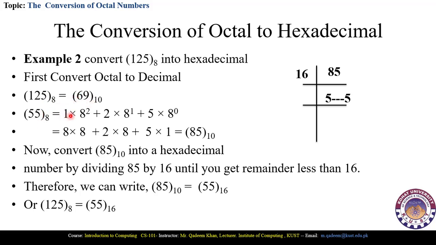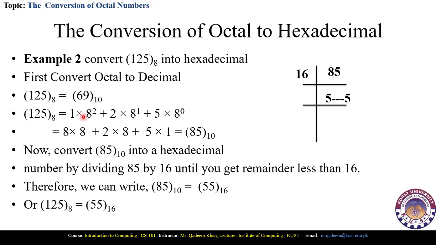So 1 multiplied by 8 to the power 2. This is the first bit, 1 multiplied by 8 to the power 2, because there are 3 bits overall up to this position, so 3 minus 1 is equal to 2. When we convert the 2 to decimal, we will take 2 multiplied by 8 to the power 1. Similarly, 5 multiplied by 8 to the power 0.